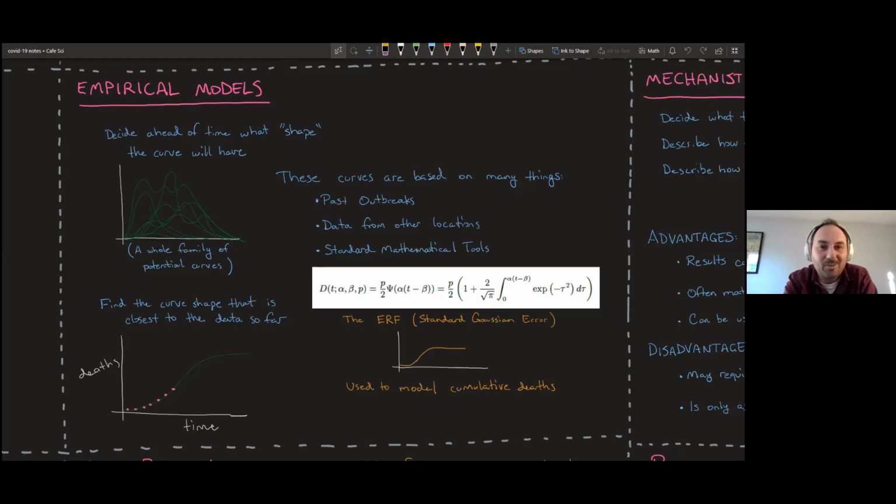The very complicated looking equation there, that's taken directly from the IHME model, but that's nothing more than the standard Gaussian error that gives you that sigmoid shape. So it looks very complicated, but all it means really is an S. So they assume ahead of time that the total infections over time is going to have that S shape. And then they look at whatever data they have available, and there's lots of data from lots of different sources, including other countries, including other states that are further along in their outbreaks than, say, Minnesota is. And even looking at past epidemics as well, for instance, the Spanish flu back in 1918.